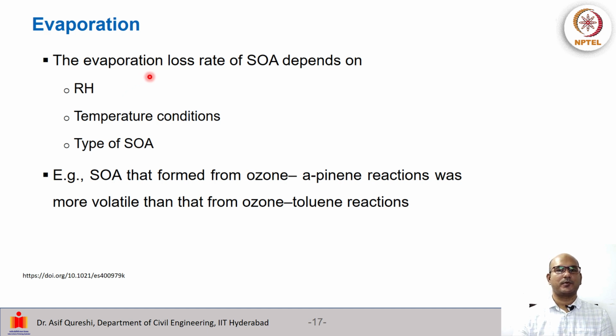Of course, when we are talking about evaporation loss, it depends on the relative humidity, the temperature conditions, and also the type of secondary organic aerosols, because if the secondary organic aerosols have more vaporizable fraction, the loss will be more. So for example, the secondary organic aerosols formed by ozone alpha-pinene reactions were more volatile than those formed with ozone toluene reactions. So these SOAs will experience more vaporization and more particle mass loss compared to SOAs that were produced with these reactions.